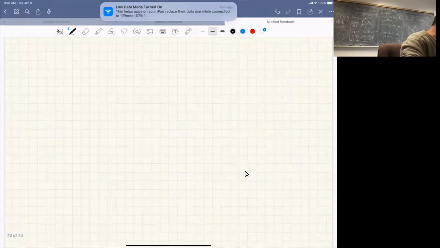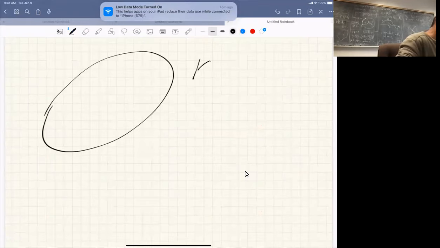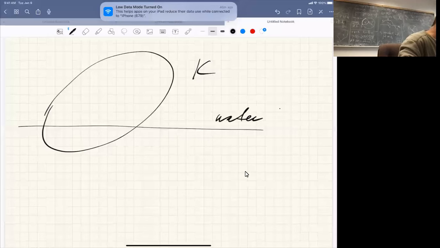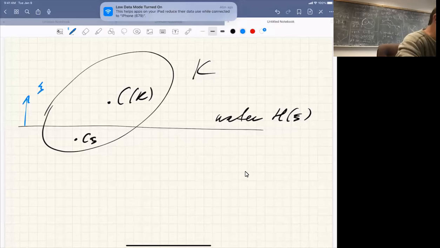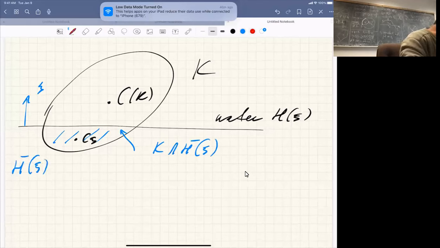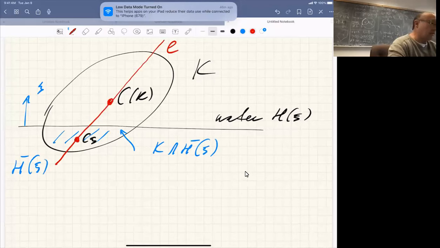So let's go here. So I have this K, I have this water, H of Xi, I have the center of mass of K, I have the center of mass of the underwater part, and I have my direction Xi, orthogonal to my water. So the volume of this piece is delta, yes? This piece is K intersection H minus of Xi, okay? This is H minus of Xi. So I'm going to take the line passing through these 2 points. Okay, let me call it L. Okay, this is the line.